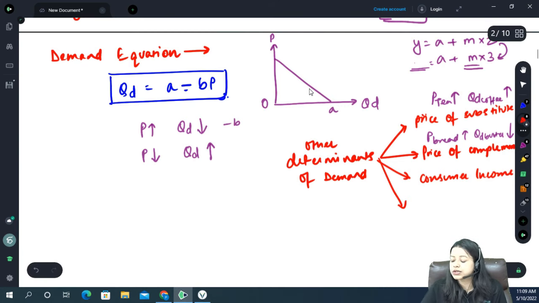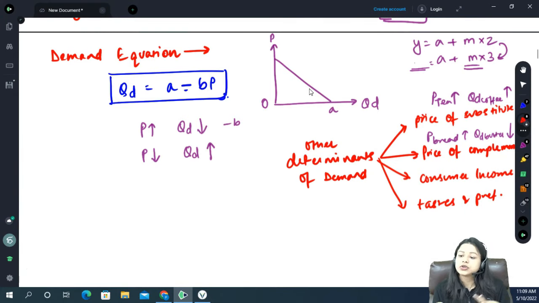What are the other things? Very, very important in today's world: taste and preferences. Consumer taste and preferences. For example, an iPhone is expensive, but my taste is that I have to buy an Apple product. Even though those foldable Samsung phones are more expensive than the iPhone, my taste and preference is that I will buy an Apple product. So that depends on taste and preferences. Very good.